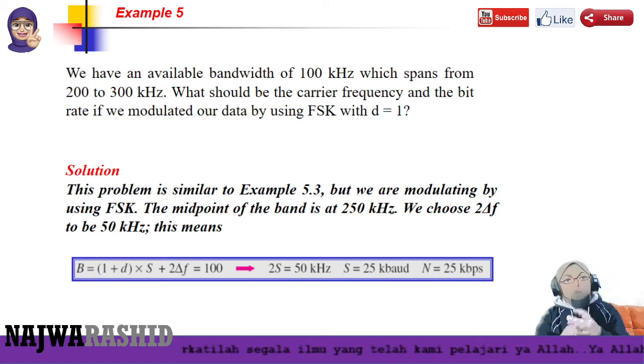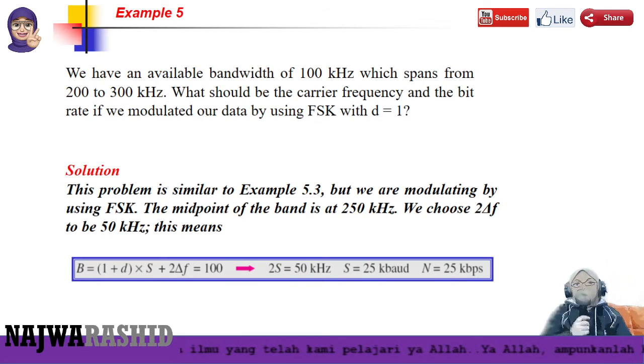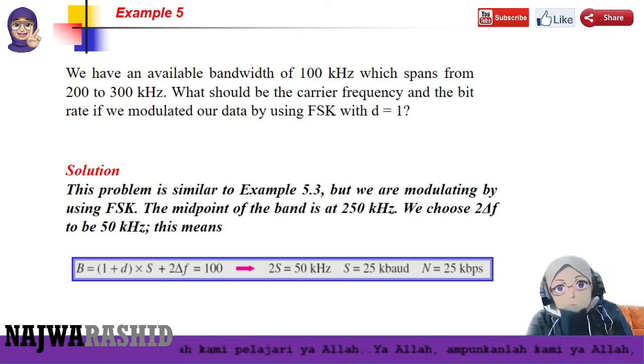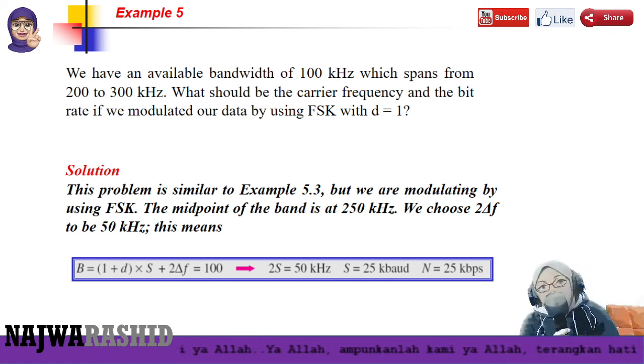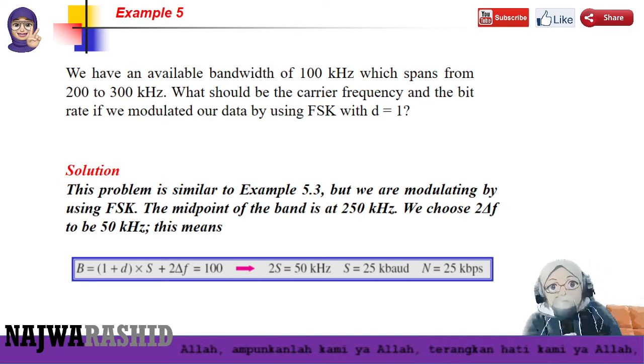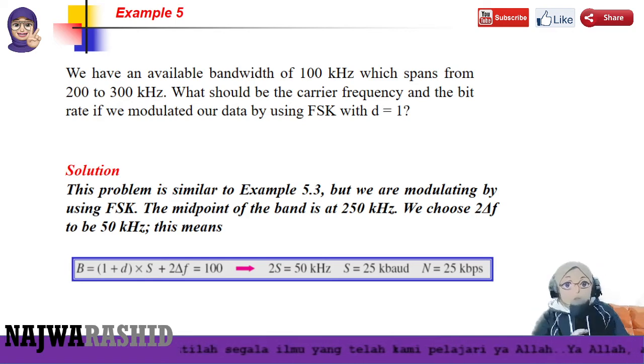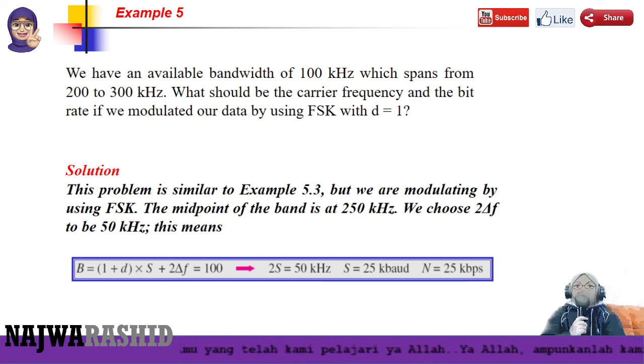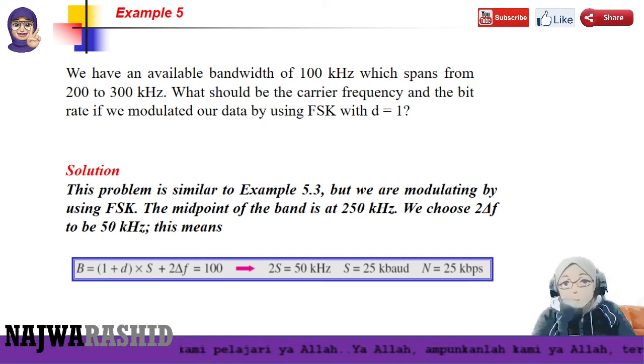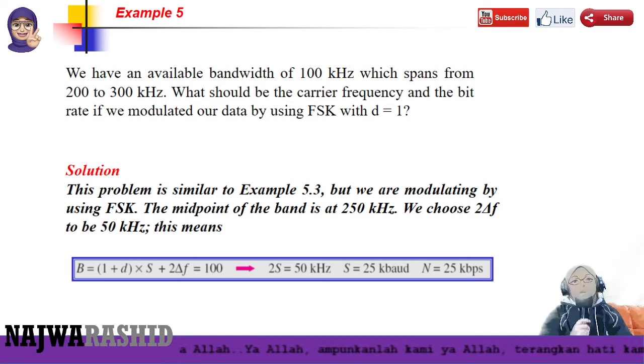Okay, example here. Let's say we have an available bandwidth of 100 kilohertz, which spans from 200 to 300 kilohertz. What should be the carrier frequency and the bit rate if we modulate our data using FSK? So d equal to 1. This example is based on the previous example, but the modulating technique is different. Before this we used ASK, now we use FSK.